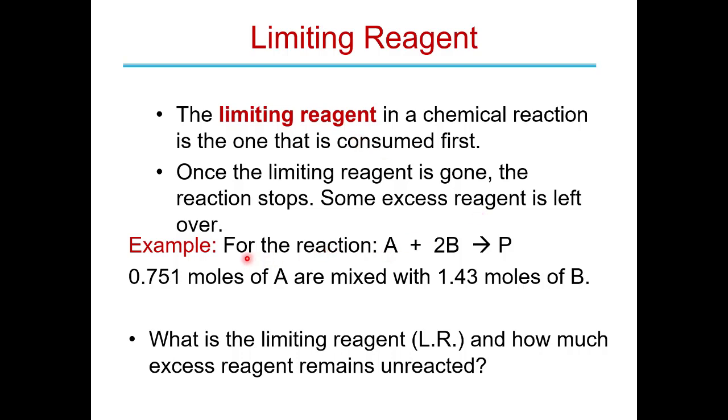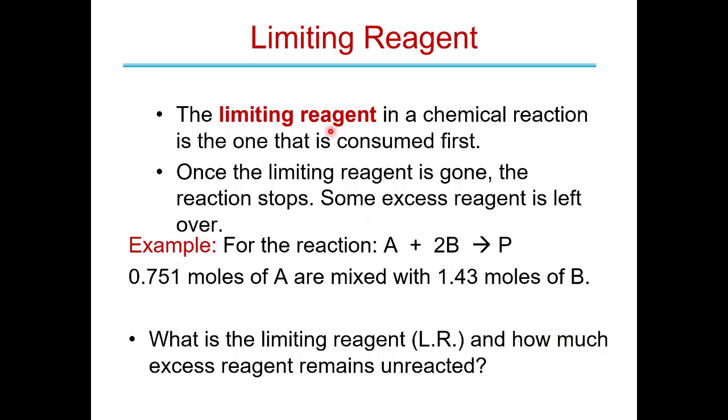So as a simple example, let's look at this reaction. So we've got some substance A that's reacting with 2 moles of B to produce some product P, okay? So let's say that we mix 0.751 moles of A together with 1.43 moles of B. So which one of those is the limiting reagent?